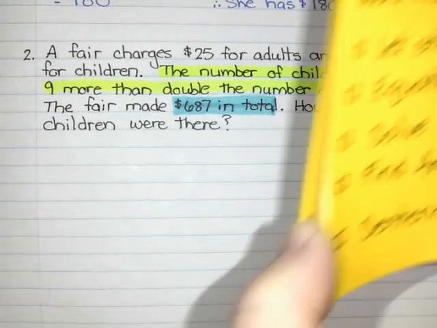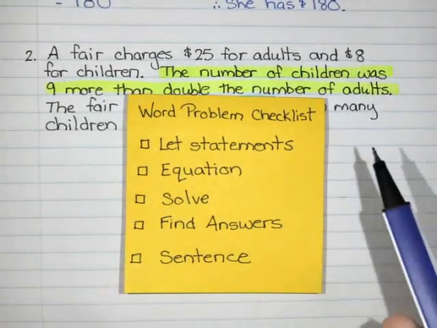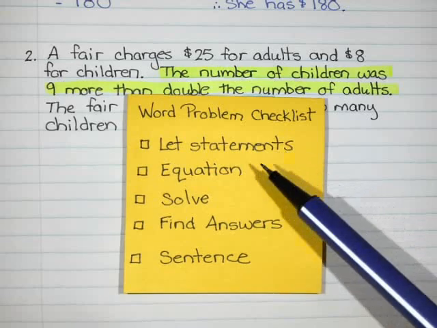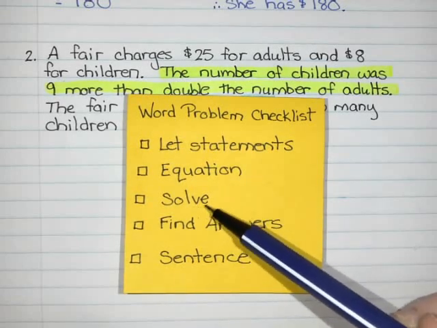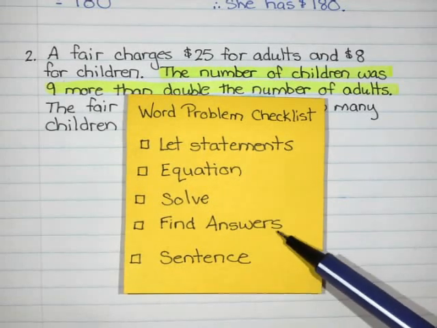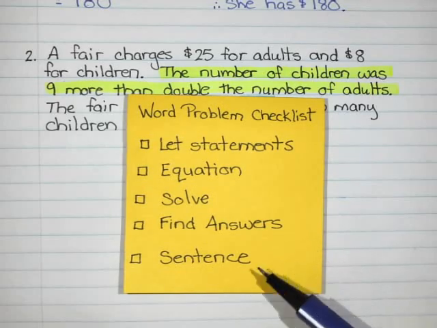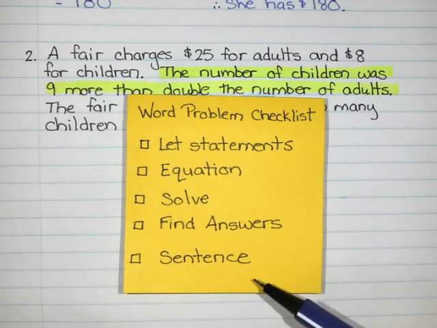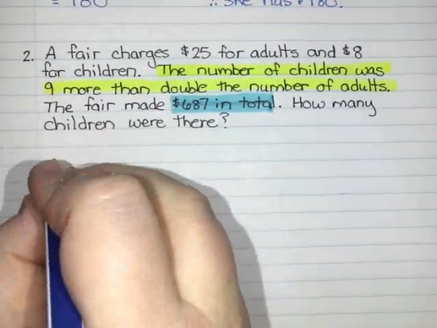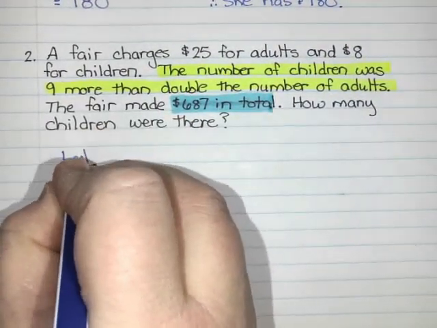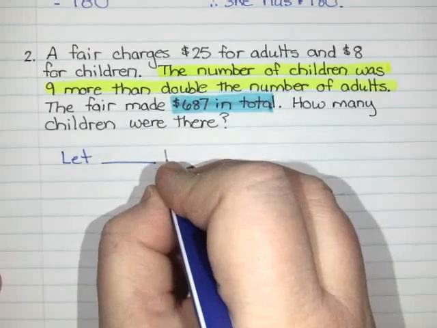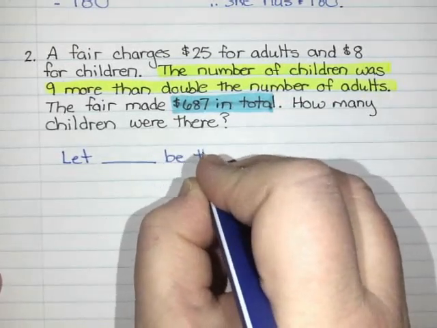So when we're doing a word problem, we always want to start with let statements. Then we want to make an equation. We're going to solve that equation. We're going to go back and try to find the answers to the problem and then write a concluding sentence. So I am going to start with let statements. I'm going to let something be the number of children. That's what I'd like to know in the question.